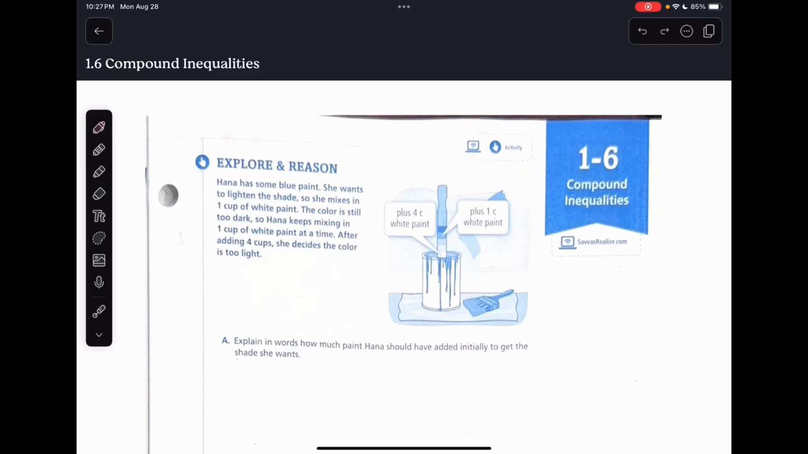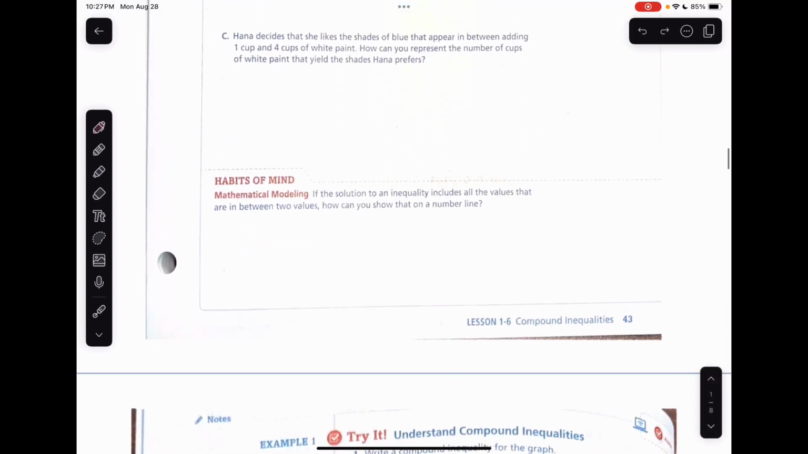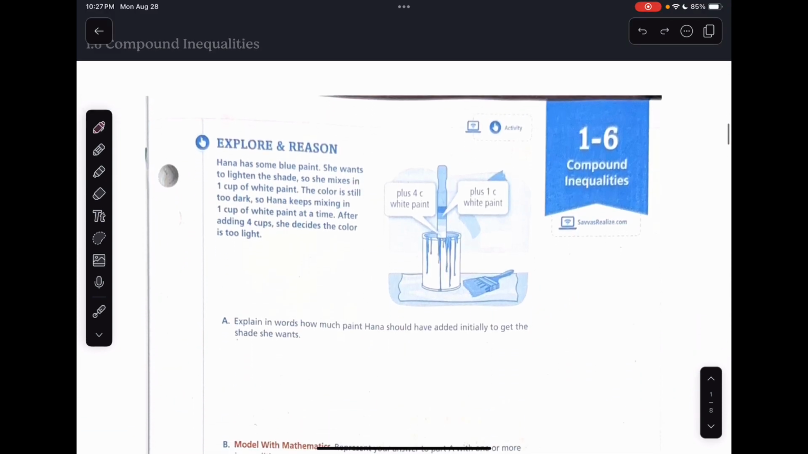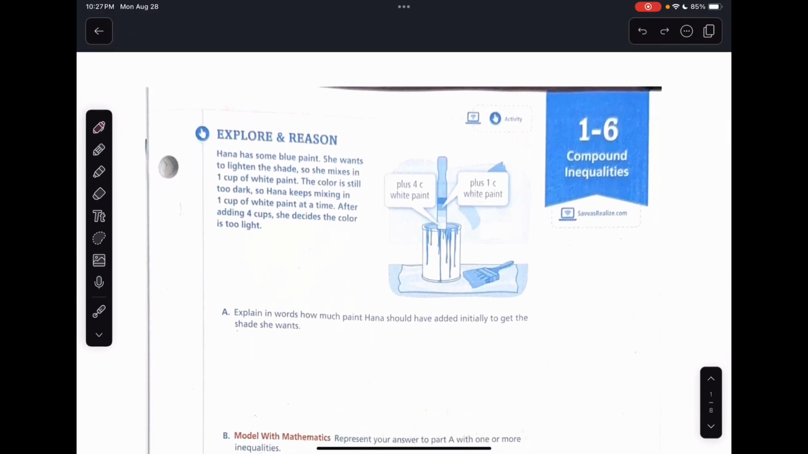Hello. So this is all about topic 1.6, which is about compound inequalities. So we'll start with exploring reason, and that is on page 43 of your workbook. All right. So we're on page 43. So let's get started. So the explore reason section.